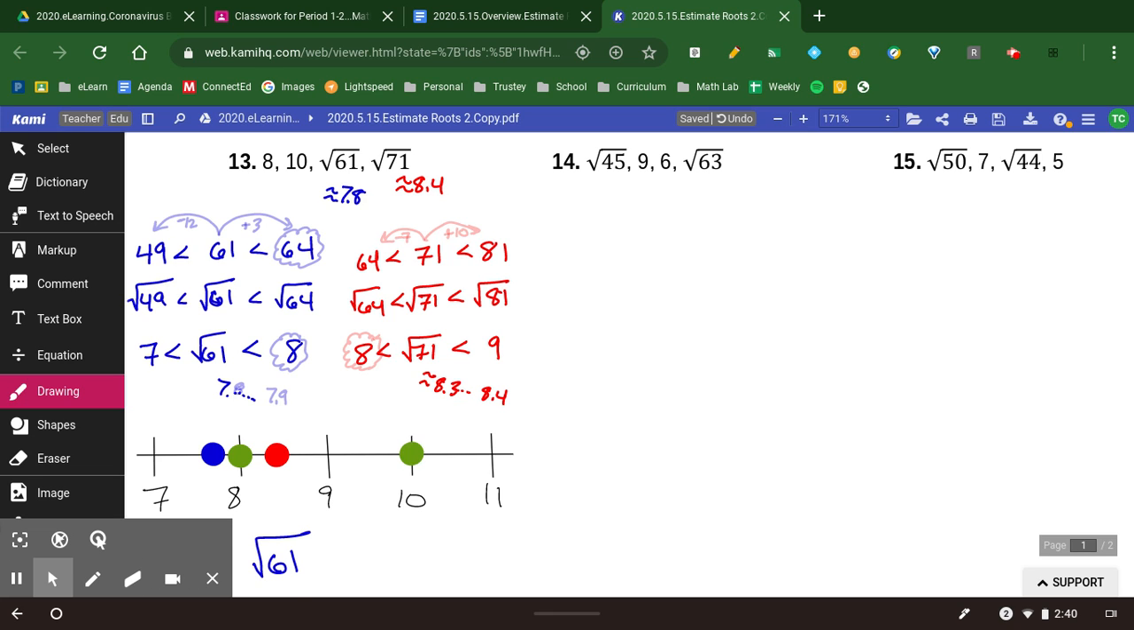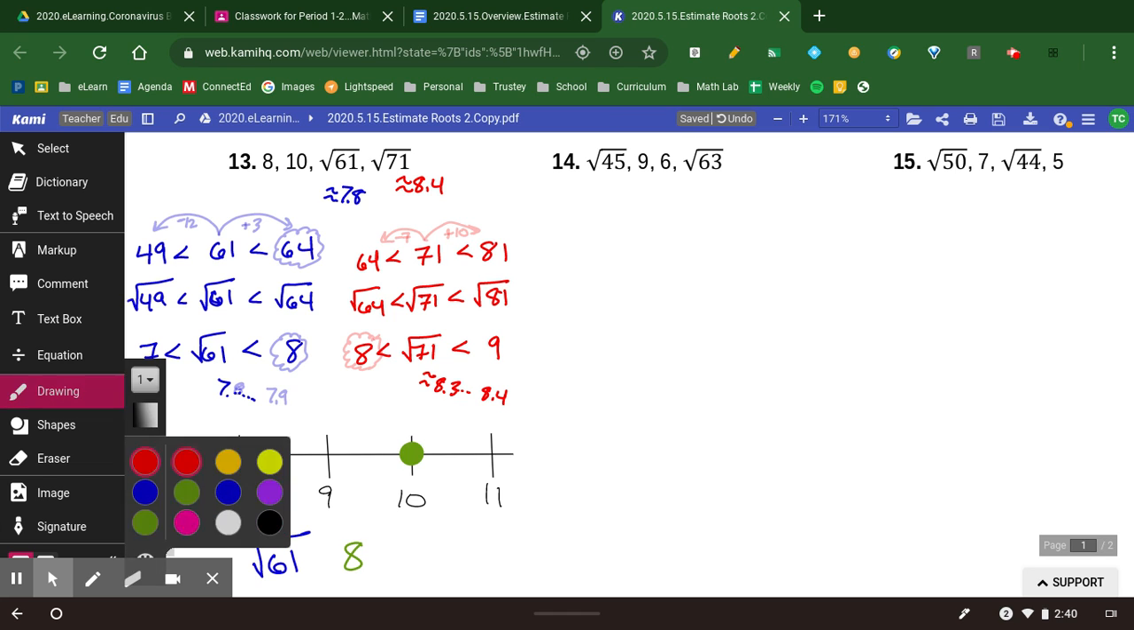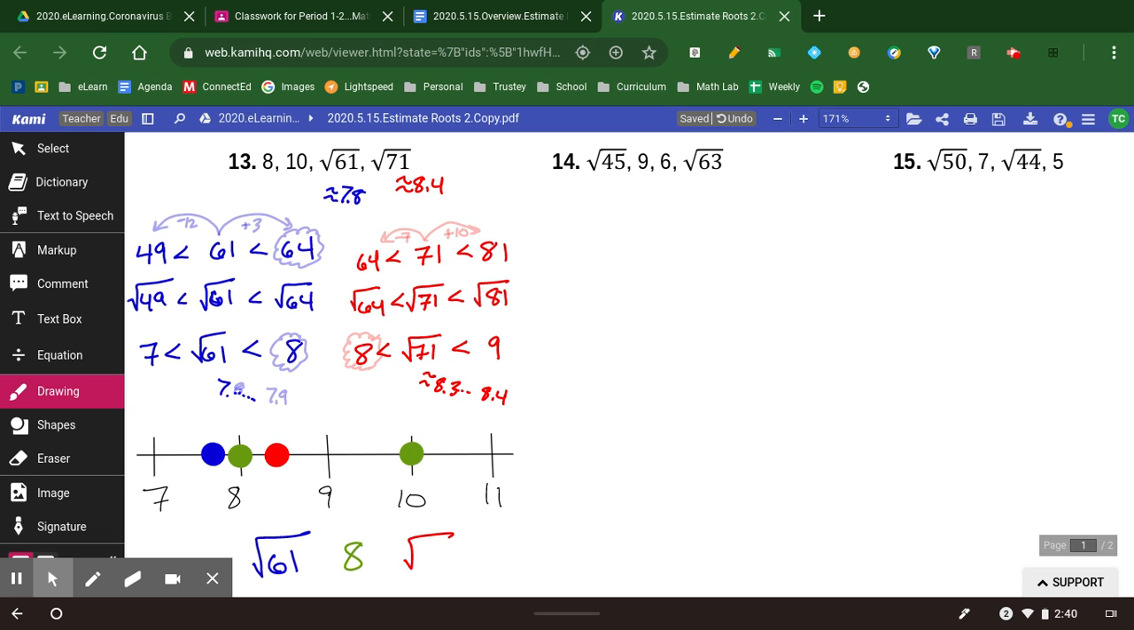Next, beyond that, we have 8 wholes. The next larger number would be the square root of 71. And finally, of these four numbers, the largest of those numbers would be 10 wholes. So what we have found is we can write a compound inequality stating that the square root of 61 is smaller than 8. 8 is less than the square root of 71, and the square root of 71 is less than 10. And we've just put these in order from least to greatest.